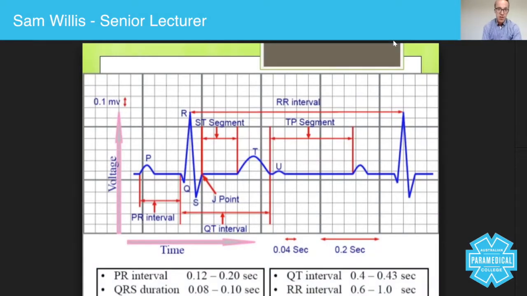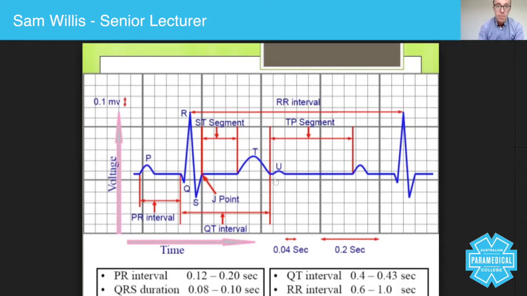Now, in our previous discussion, we talked briefly about the nature of voltage and time and how when the atria, the top chambers of the heart, contract, on the ECG, you see the P wave. So every time you see the P wave, you know that there's been atrial contraction. When you see the QRS complex, you know that there's been ventricular contraction. And when you see the T wave, you know that there's been ventricular relaxation. So let's take that conversation a little bit deeper.